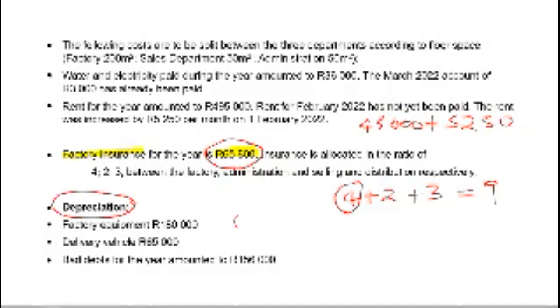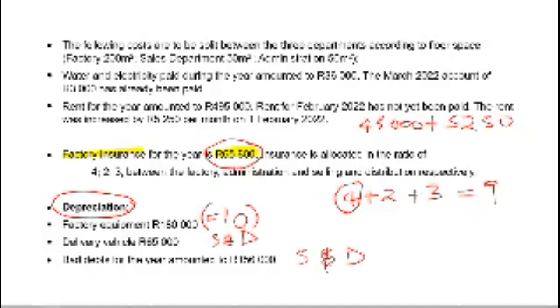And depreciation on delivery vehicle. Delivery vehicle is when we deliver goods to customers. So that vehicle, we use it to deliver goods to customers. So that will go to selling and distribution. And then bad debt relates to sales as well. So that will also be selling and distribution. Okay, that was quite easy.